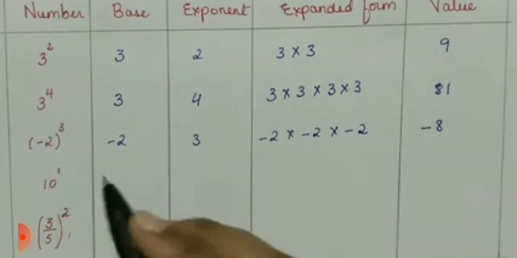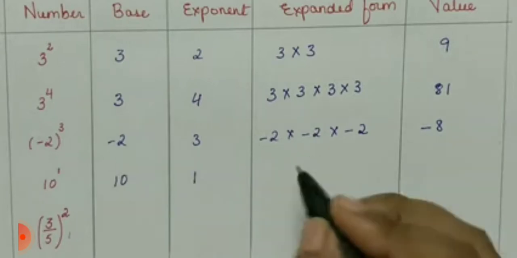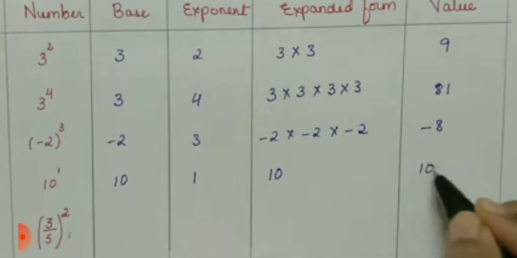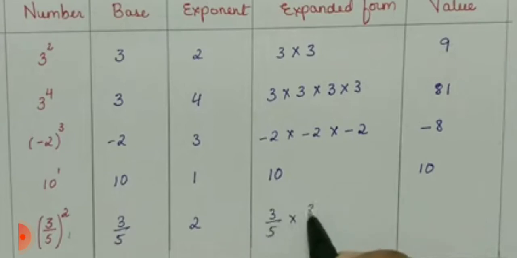10 to the power of 1. Base is 10, exponent 1. In expanded form, we write it as 10 and its value is equal to 10. 3 by 5 whole to the power 2. Here base is 3 by 5, exponent is 2. In expanded form, we write it as 3 by 5 into 3 by 5. 3 3s are 9 divided by 5 5s are 25.